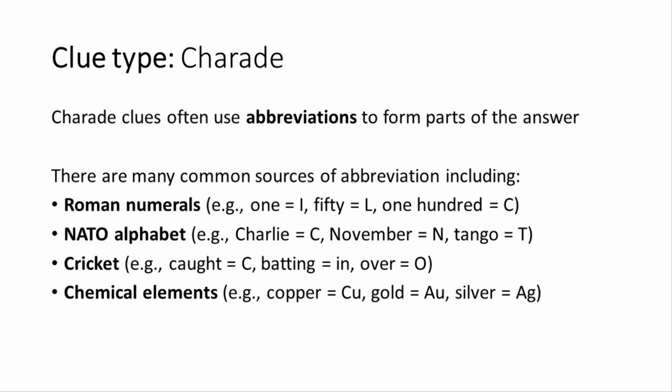You could have Roman numerals, such as I for the word 1, L for 50, C for 100. Any letters from the NATO alphabet, for example C for Charlie. Cricket terms like C for caught or O for over. Or chemical elements like Cu for copper, Au for gold, Ag for silver. You tend to pick these up as you do more crosswords. For example, batting, popular, at home can all translate to the letters IN, in.